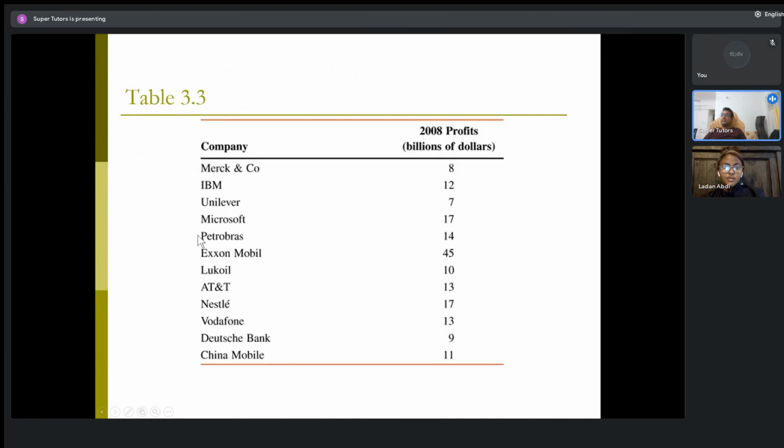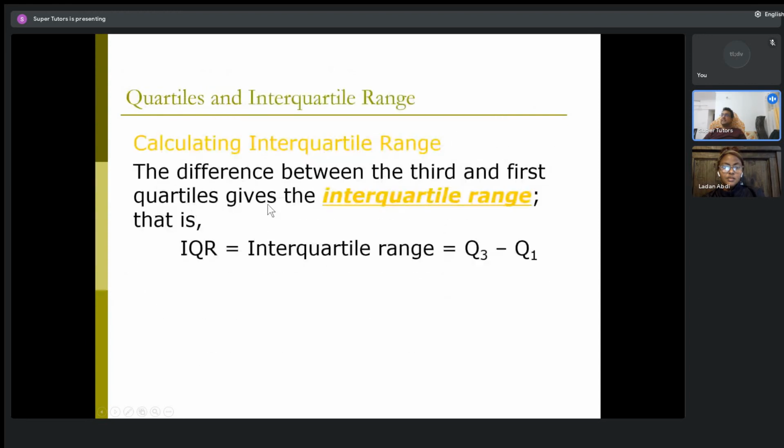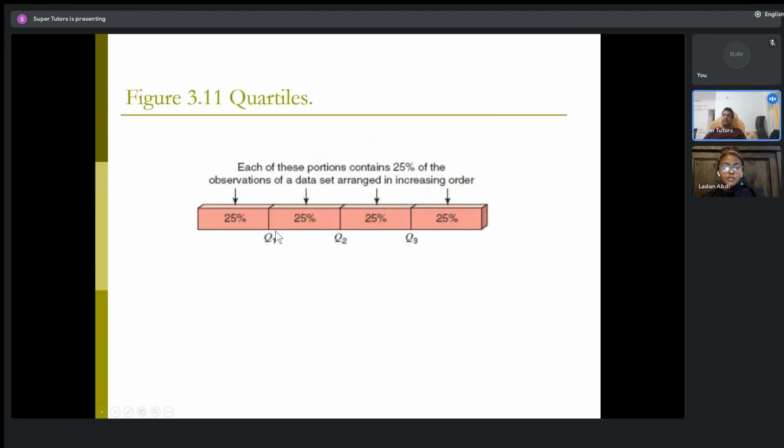So if Q1 is 9.5, if you look at this diagram, Q1 here is 9.5, then 8 would fall somewhere here. So that's bottom 25%. If something falls here, then you say it falls between Q1 and Q2. You don't say top 25% or something like that. This is bottom 25%, between Q1 and Q2, between Q2 and Q3, top 25%. That's how you speak in terms of quartiles.